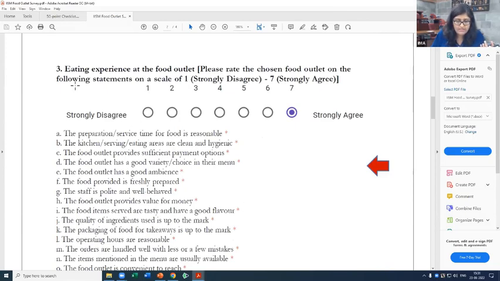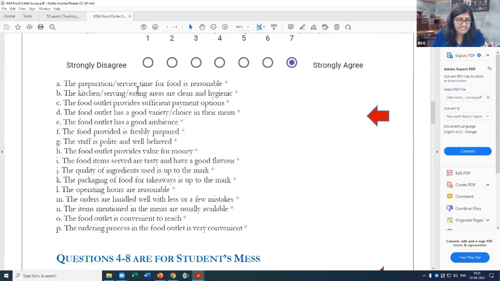And then the third question actually has a series of part-by-part questions, but all of them have the same 7-point scale, strongly disagree to strongly agree. Eating experience at the food outlet: please rate the chosen food outlet on the following statements, 1 strongly disagree and 7 strongly agree. The preparation and service time for food is reasonable, the kitchen serving is clean and hygienic, and so on. So there are multiple questions that the person has to answer.